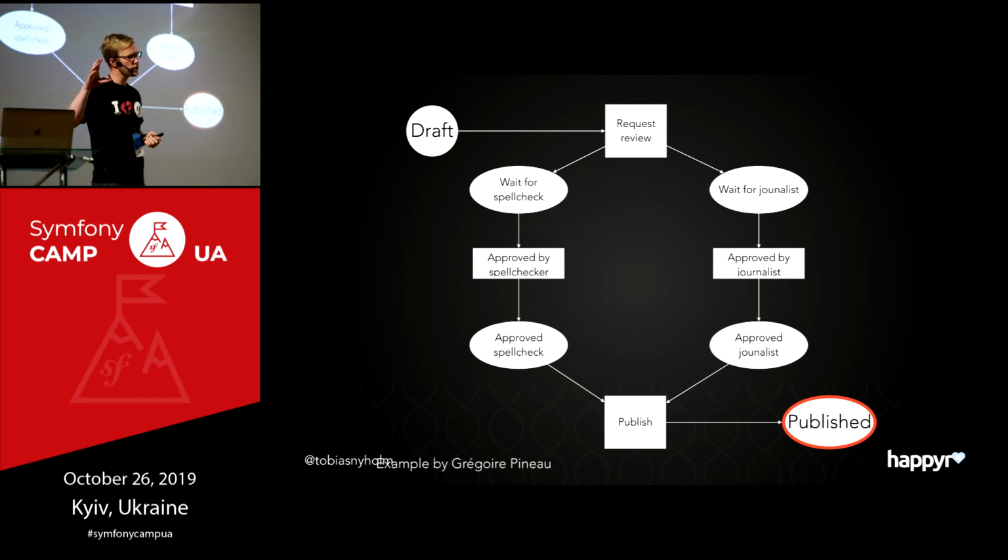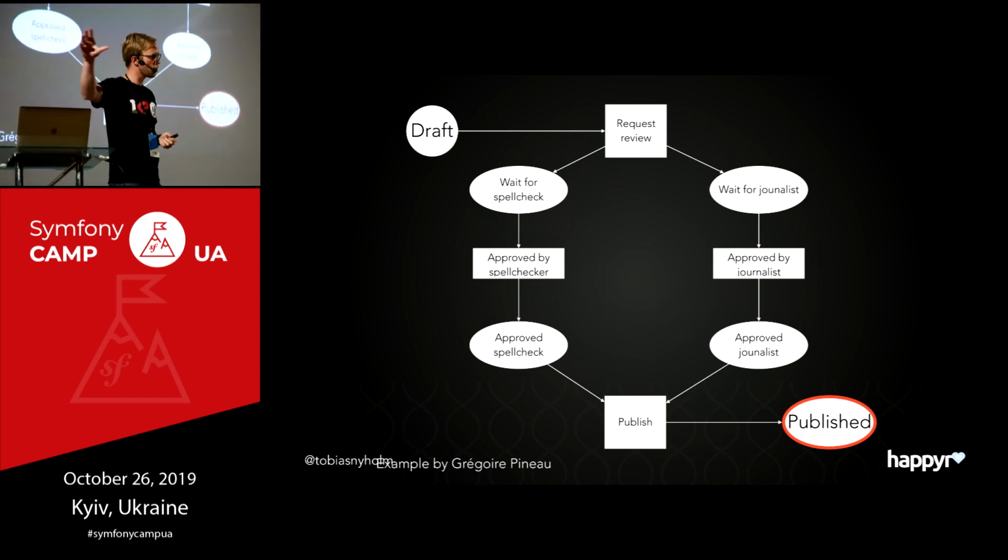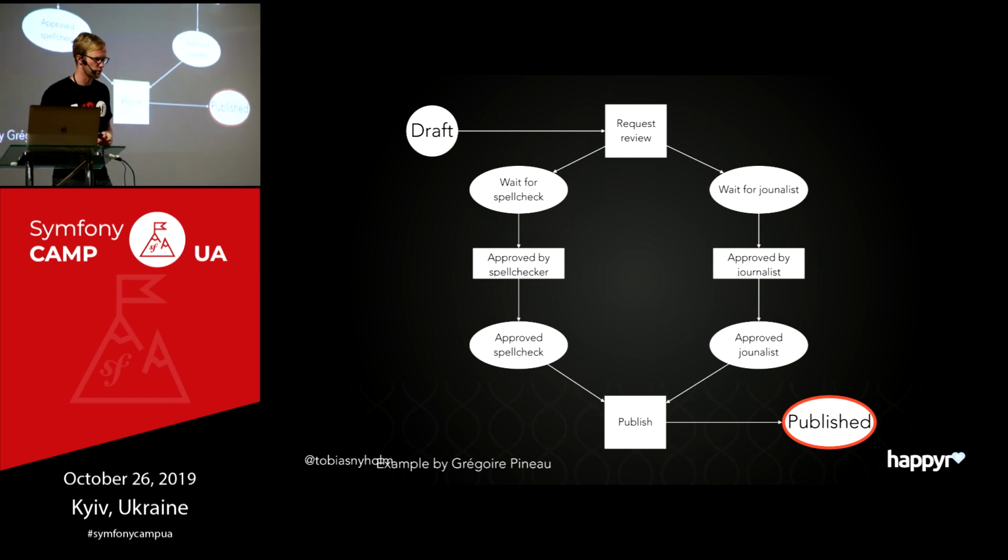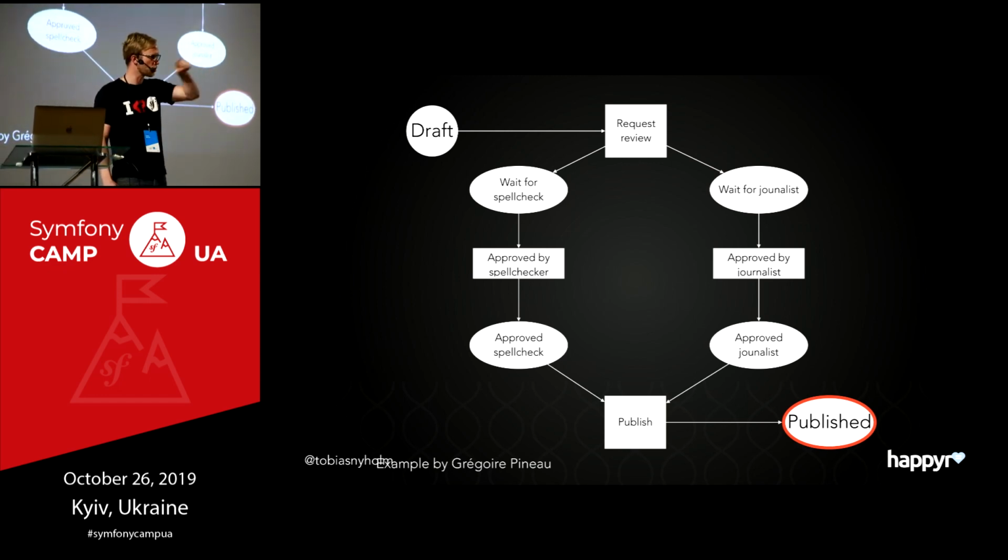A workflow usually describes a process, like you have a start and you have a goal. That's not needed in a state machine. A state machine is like the traffic light. There's no start or goal in a traffic light. You just go back and forth forever.